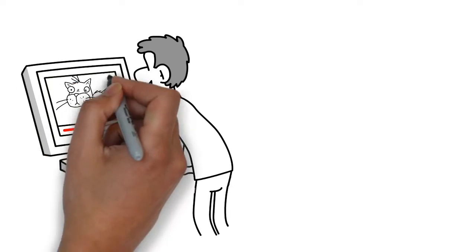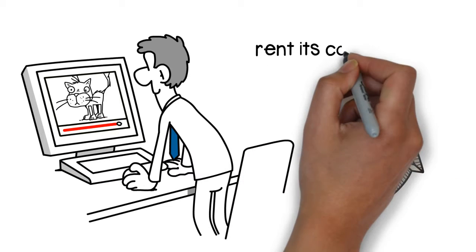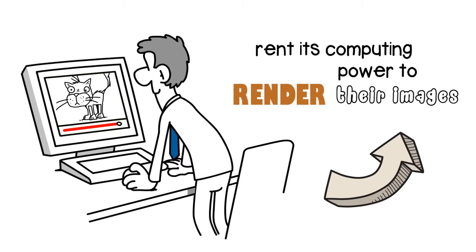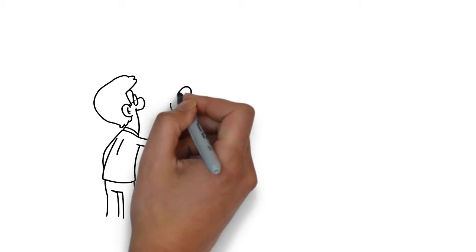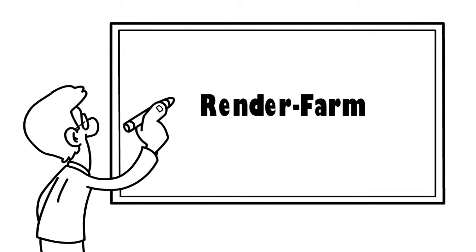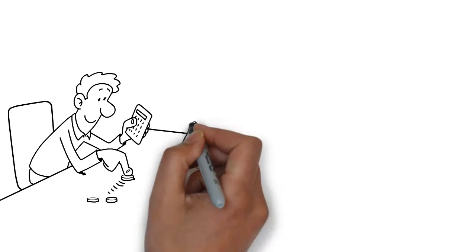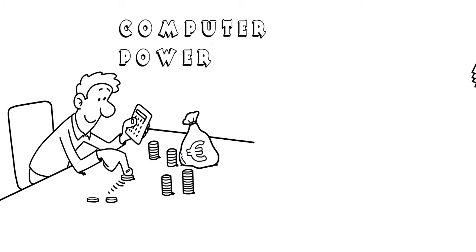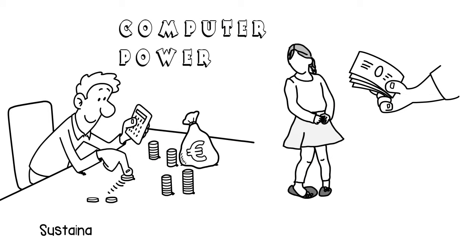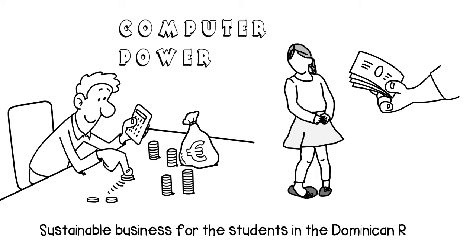Computer graphics and animation designers in the US rent its computing power to render their images. Linking computers in this way is sometimes called a render farm. The money earned from the hours of renting this computer power pays for their tuition and is a sustainable business for the students in the Dominican Republic.